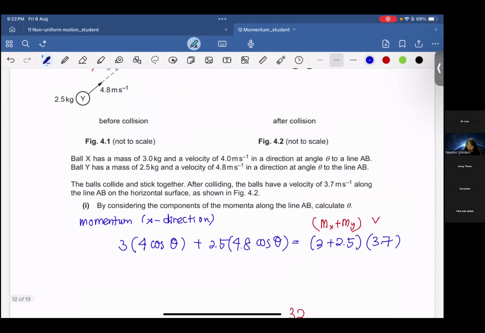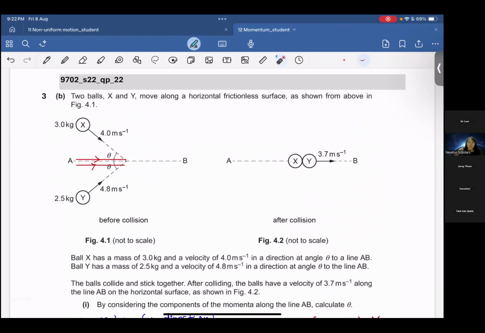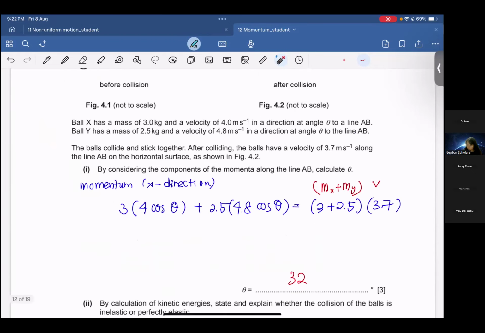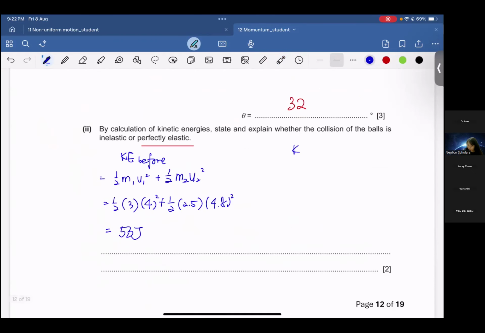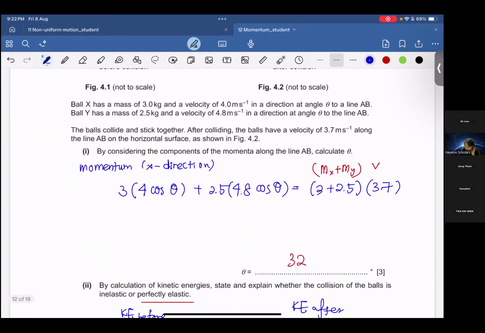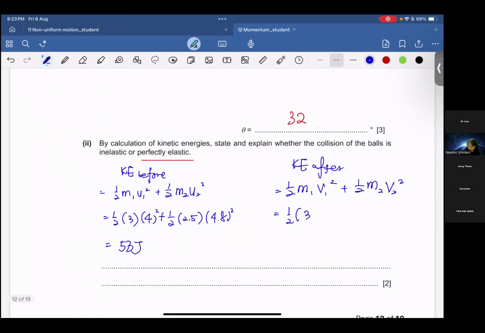Boys and girls, here kinetic energy is a scalar quantity. No need to consider direction. We're just using this and this, using the magnitude. We're using speed, not velocity here. No need to consider direction. So here, kinetic energy after collision, 1 over 2 m1 v1 squared plus 1 over 2 m2 v2 squared. 1 over 2. Oh, okay, because they combine, is it? They combine, so we can just use the combined mass.